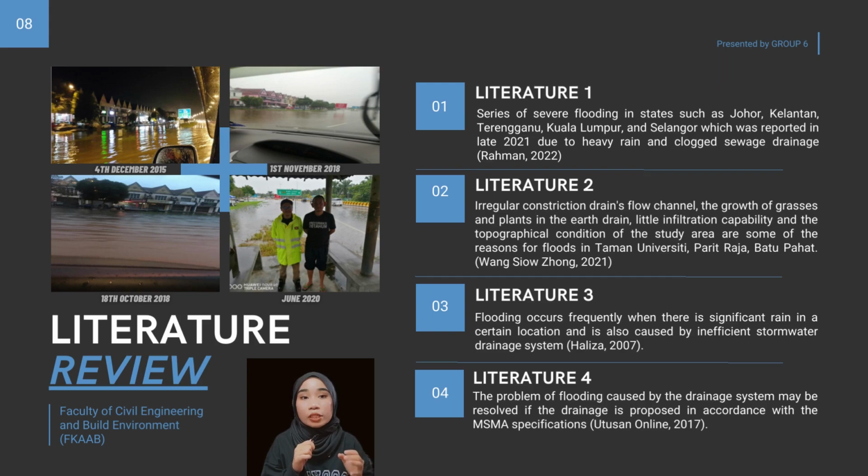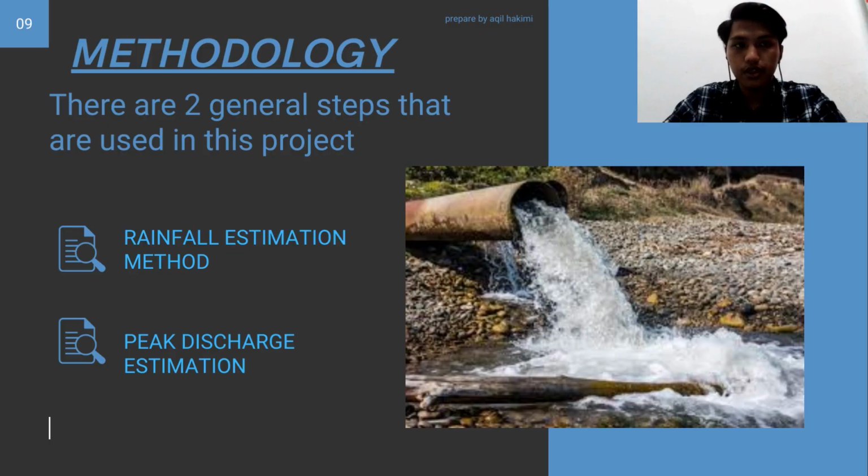Flooding occurs frequently when there is significant rain in a certain location and is also caused by an inefficient stormwater drainage system. The problem of flooding caused by the drainage system may be resolved if the drainage is proposed in accordance with the MSMA specifications.